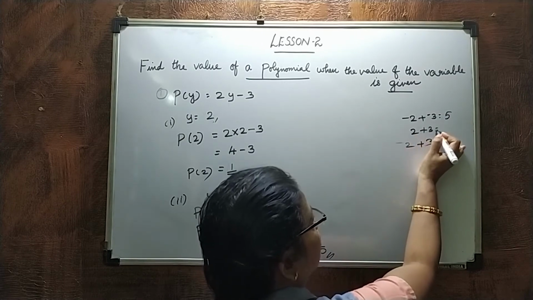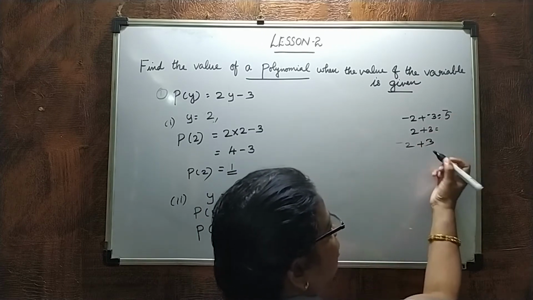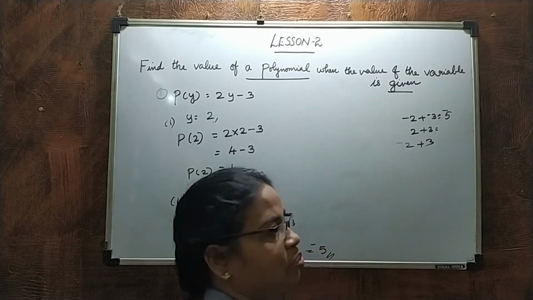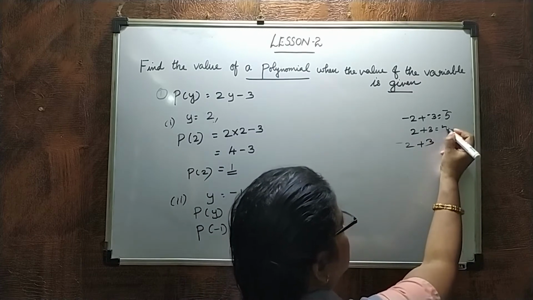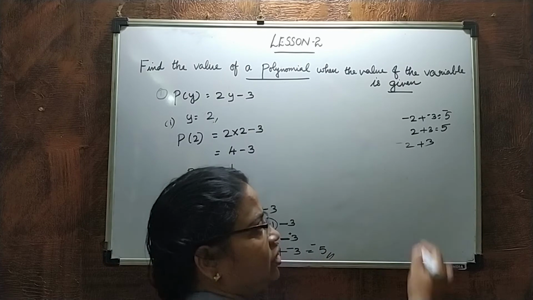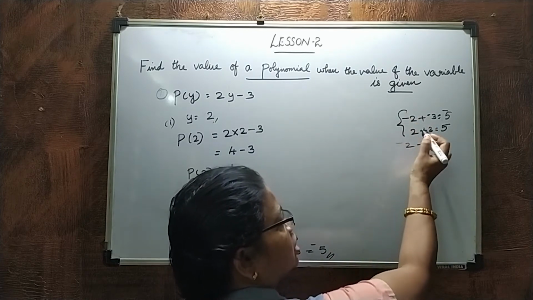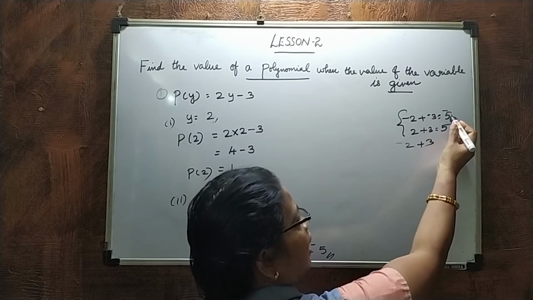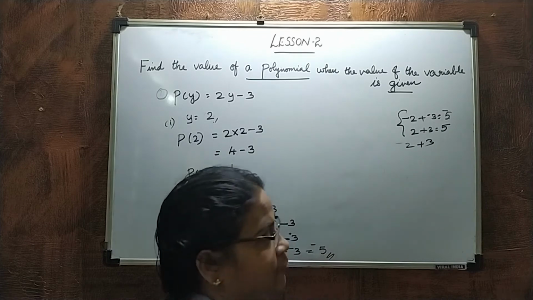2 plus 3, you'll get 5. Here, negative 5, you'll get... okay. Both the same sign, it will be... So 2 plus 3 is equal to 5. Here the condition is: when the addition is with the same sign, add and put the same sign.